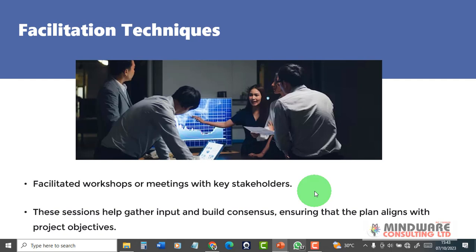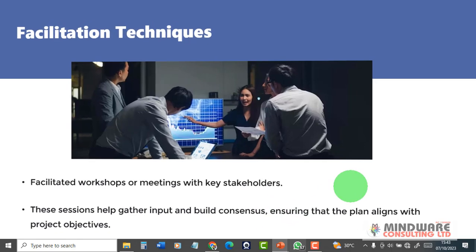Of course, these sessions help gather input and build consensus, ensuring that the plan aligns with project objectives. Every one of your key stakeholders has their own requirements, and you have to hear from all sides in order to align the requirements with the project objectives and ensure you have a consensus and everybody is on the same page, so that at the end of the day nobody will feel left out. So it's a very, very important technique in developing your project management plan.